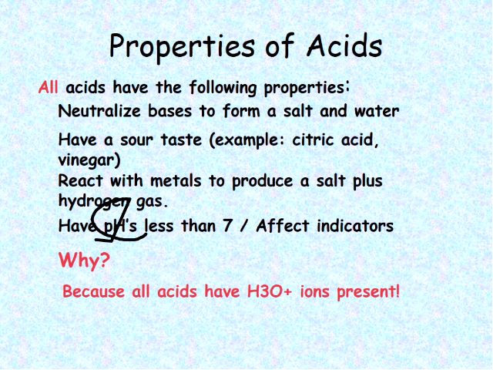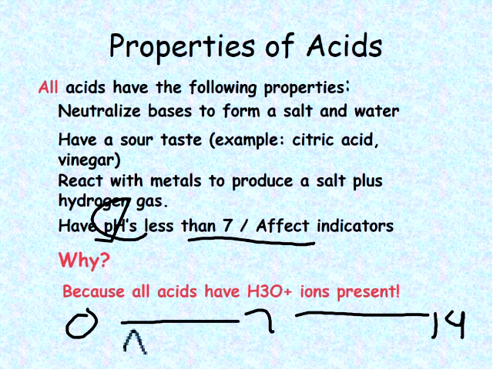Now, I think it's important. The pH level is less than 7. So if you have a scale between 0 and I believe it's 14, 7 is the middle. You're going to see this later. These are all acids. And we'll see that these are all bases.